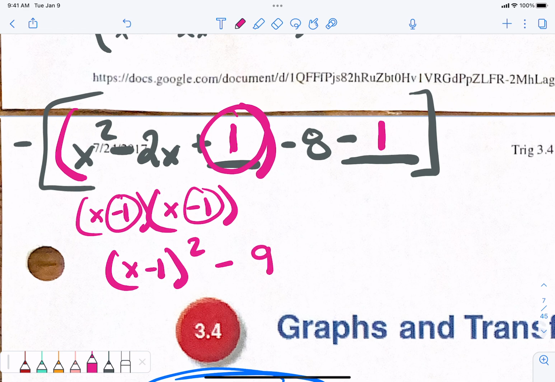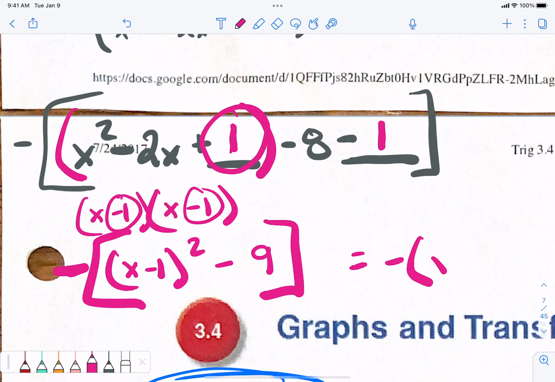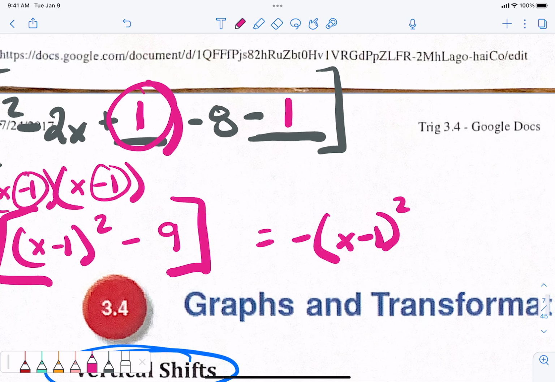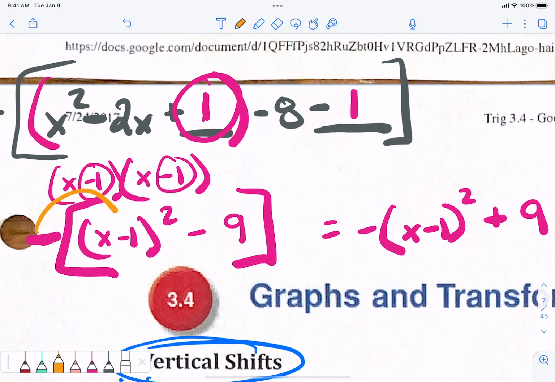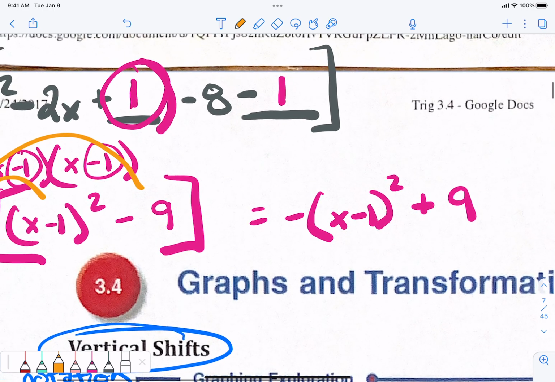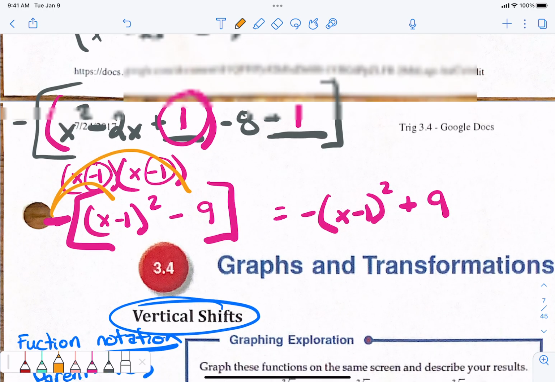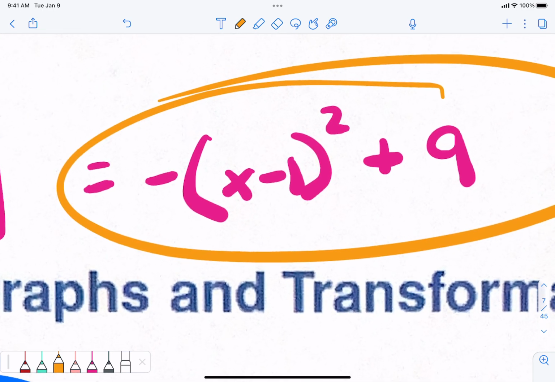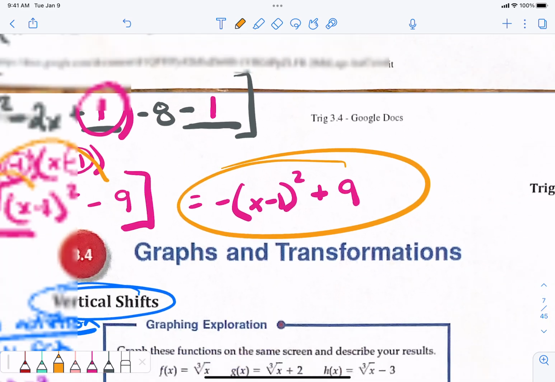But the only problem is I have a big negative. Now, I'm not going to distribute the negative inside that parentheses. I'm just going to write it as negative parentheses x minus 1 squared. But the 9 becomes plus 9. Do you see that? This negative goes here and the negative goes there. So I'm just going to leave the negative out in front of that bracket, but then it becomes plus 9. That is your vertex form. What's the vertex of that thing? 1 comma 9, right? Yeah?